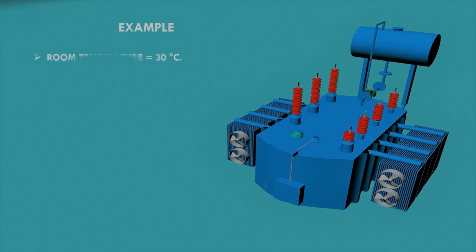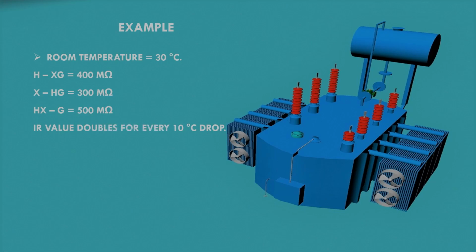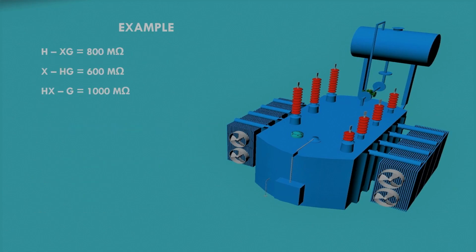Suppose we have a room temperature of 30 degrees Celsius and suppose we get the following 3 readings for a 500/220 kV transformer. Now, as we know that the value of insulation resistance doubles for every 10 degrees Celsius drop in temperature, so let's convert these values to standard temperature of 20 degrees Celsius. So all of these values will become double at 20 degrees Celsius temperature and we get the following values.